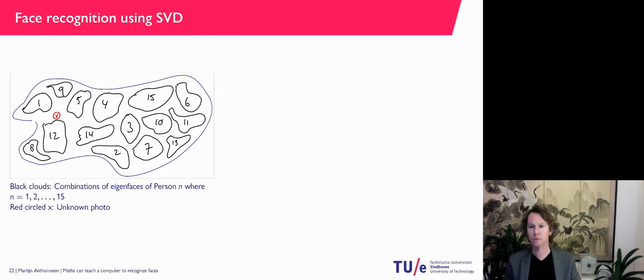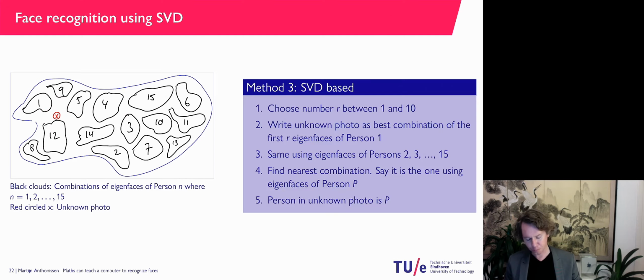And now what I'm going to do is, if you give me an unknown photo and you would like me to classify it, I'm going to write this unknown photo, this cross here, in terms of the eigenfaces of all the 15 people. And next I'm going to check which one is closest, and I'm going to label my unknown photo as that person. So in an algorithm, what do we do?